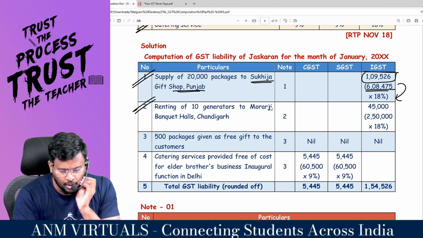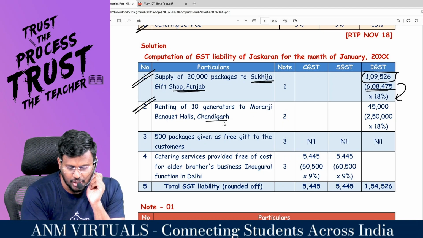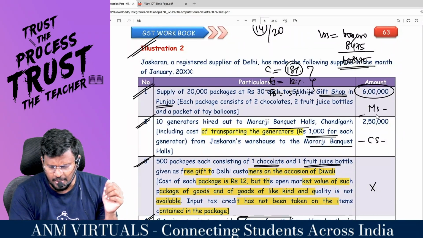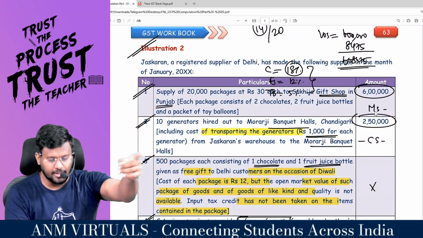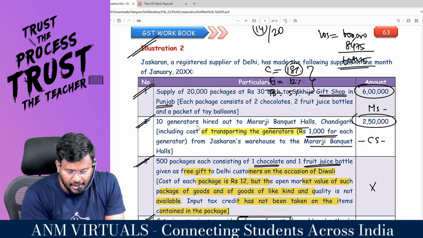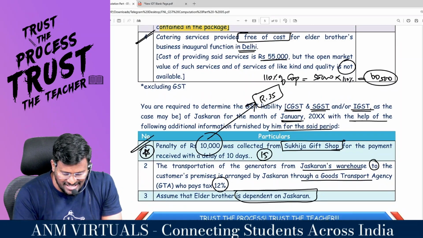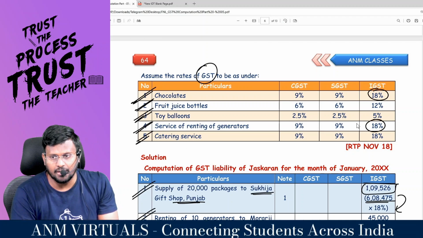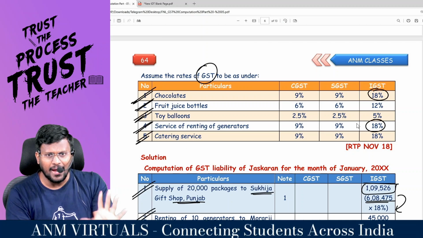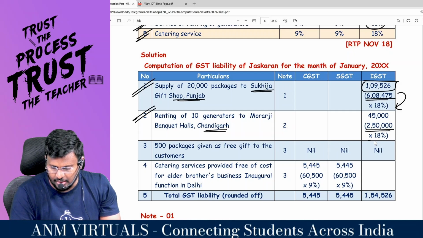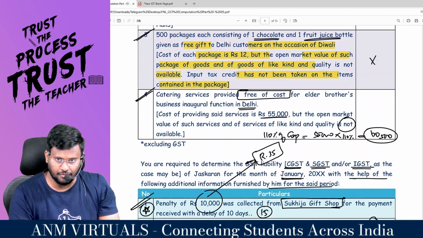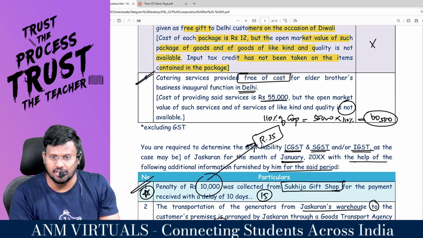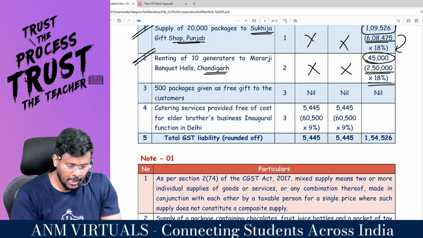Renting of 10 generators to Moraji Banquet Halls, Chandigarh. Is this a mixed supply or composite supply? Composite supply. The principal supply's rate will be applicable. What is the principal supply? Generator hiring out. What is the rate applicable for generator hiring out? 18 percent. So on the full value of 2,50,000, 18% comes to 45,000. Both of these are interstate supplies, that's why intrastate CGST and SGST is not coming. Shall I proceed further, sir?